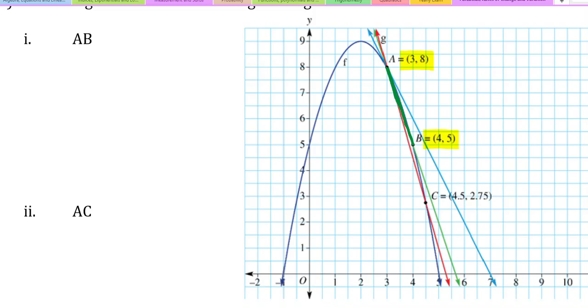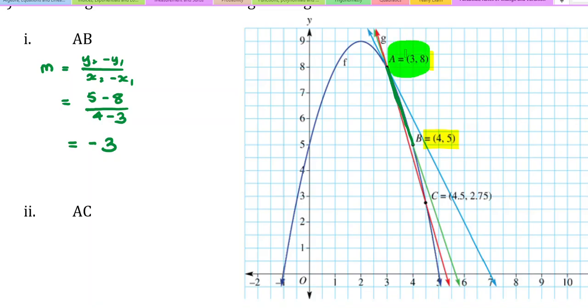So if we want to find that gradient, so we can go back to calling gradient M, we're going to do the y2 take y1 over x2 take x1. So using those points, we're going to have 5 minus 8 over 4 minus 3. That's equal to -3. That's a gradient of -3. Okay, moving on to the next part, we want to do A and C. So A and C, A is already highlighted in yellow, but I'm going to change that now. I want to use A again with the point C down here.